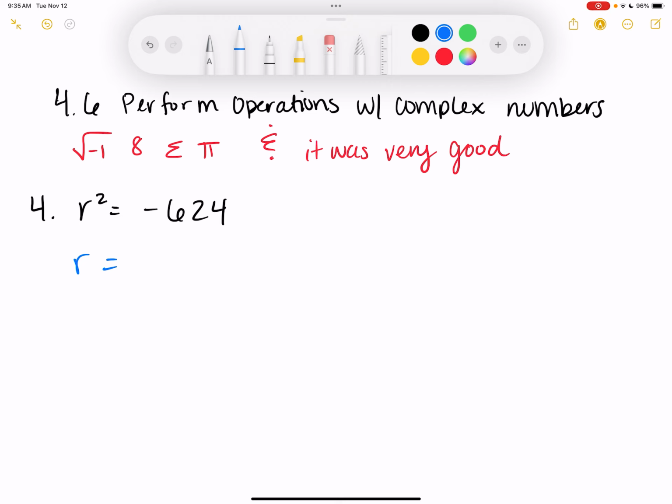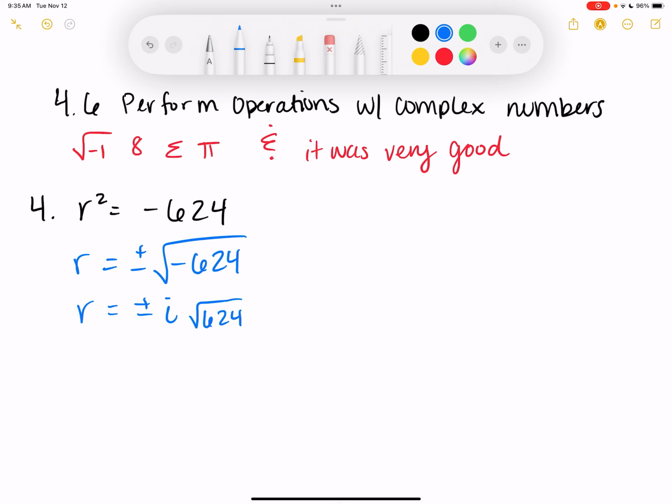I said this yesterday. I said don't forget to do this. The whole section yesterday was about this. Oh, positive and negative. Plus or minus. Now, the negative inside. Okay, we can't have a negative under a radical, so to take that out, we take out an I. So this is plus or minus I root 624.